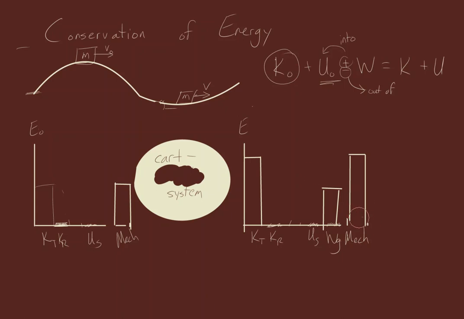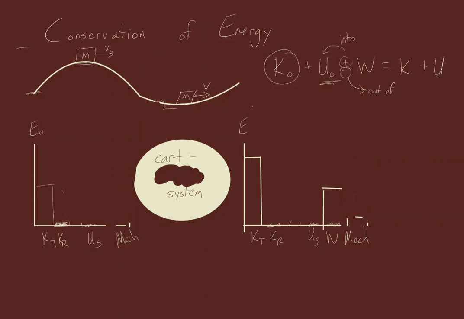So that's the difference between having something in your system and something outside the system. Because we made the Earth external, then our mechanical energy wasn't even conserved.